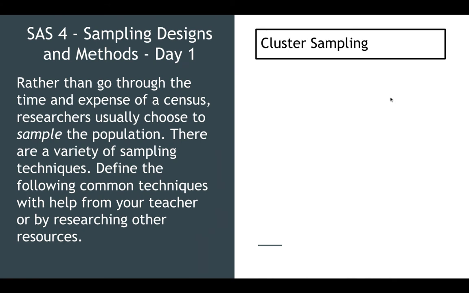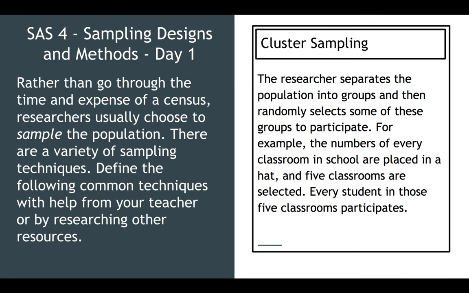Cluster sampling. This is a group separation method. It separates the population into groups and randomly selects some of these groups to participate. For example, the numbers of every classroom in the school are placed in a hat. 5 of those classrooms are selected, and every student in those 5 classrooms participates. So cluster sampling is just a bunch of subgroups out of the entire population you're seeking to research. Then out of those subgroups, you select just a few and use all the participants in those selected groups as part of the sample.